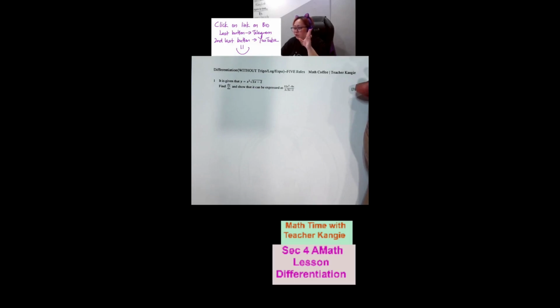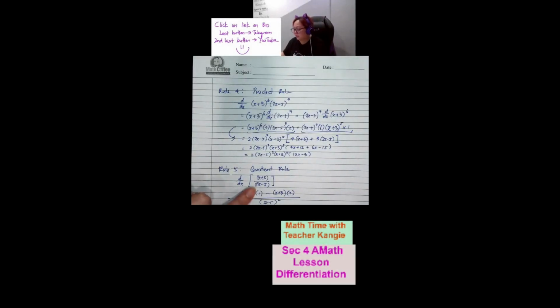Some students ask, like in the example just now, can I change it to bring up, so it becomes d/dx of (2x plus 3) times (2x minus 5) to the power of negative 1? The student is asking whether we can change to this and then apply the product rule. It's still workable, but I cannot remember which question, but I know there are times when you change it to this form, it's very difficult to differentiate.